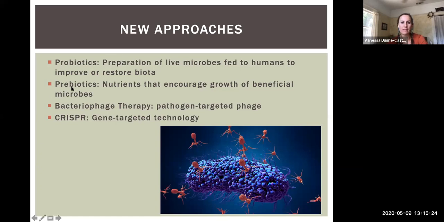So prebiotics, if you recall, are nutrients that encourage the growth of beneficial microbes. These are things like, obviously, your fiber, galacto-oligosaccharide, inulin, right? All of these things are pretty selective for the fermenting beneficial flora that are in your gut. And the fermentation of these prebiotics is not only beneficial for the bacteria, but also immensely beneficial for the human.